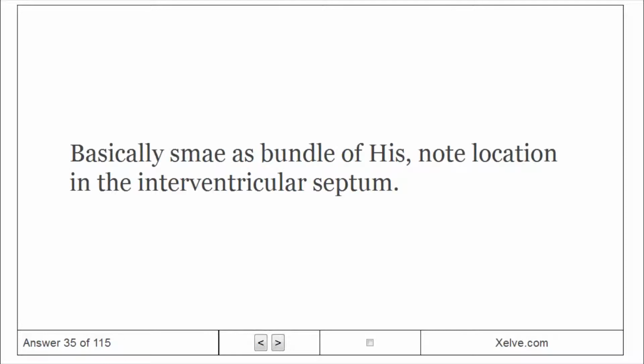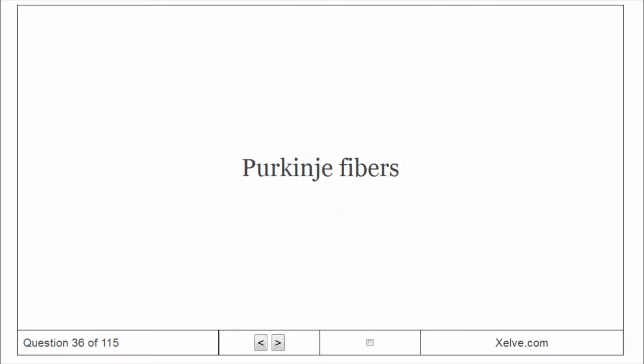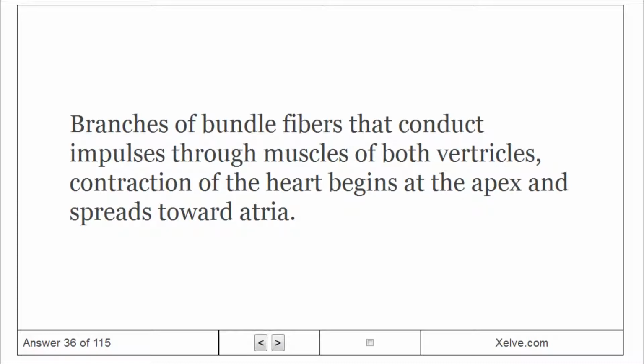Bundle branch. Basically the same as the bundle of His. Note location in the interventricular septum. Purkinje fibers. Branches of bundle fibers that conduct impulses through the muscles of both ventricles. Contraction of the heart begins at the apex and spreads toward the atria.